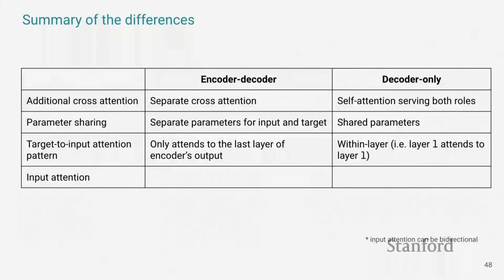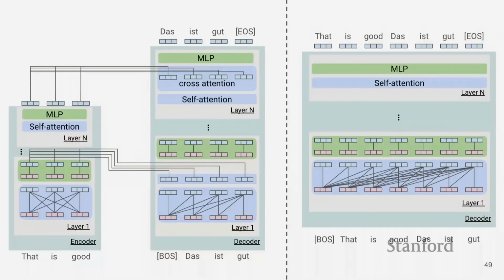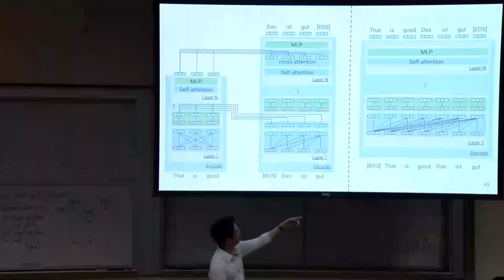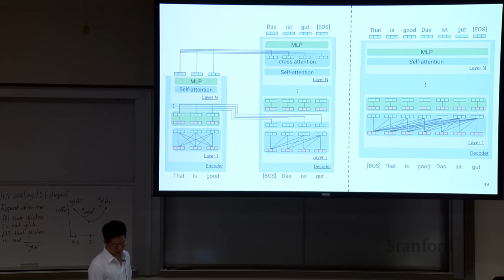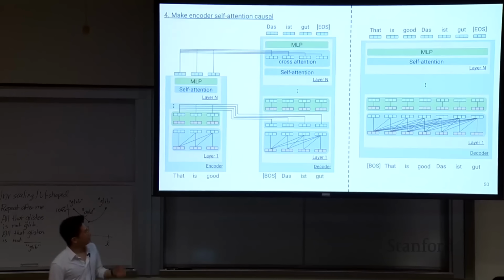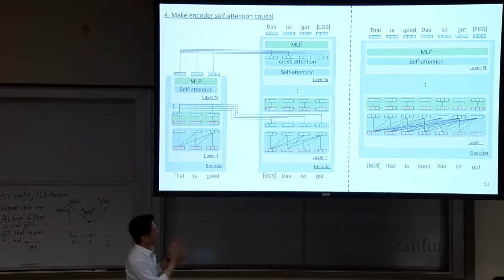And then finally, the last difference is the input attention. I mentioned this bidirectional attention, and because we have this decoder only, typically with the unidirectional attention, we need to make them matching. So we can just get rid of it. I just got rid of some of the arrows. So then at this point, these two architectures are almost identical.